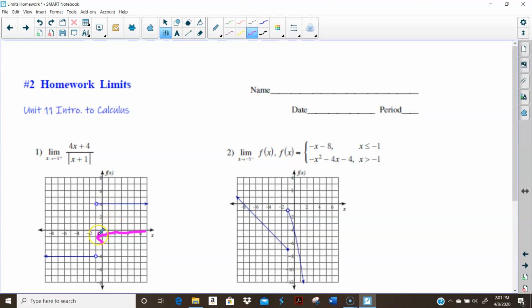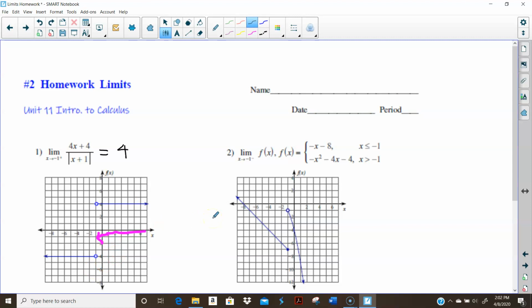Now I know that when I actually hit -1, I'm undefined at 4 because of the open circle, but that's not what a limit is. The limit is asking what I'm approaching, and I am approaching 4 from the right-hand side. You can see from the left-hand side I'm approaching -4, and if I asked you what the limit was without the plus sign, that limit would not exist because I'm approaching 2 different places from the left and the right-hand side.